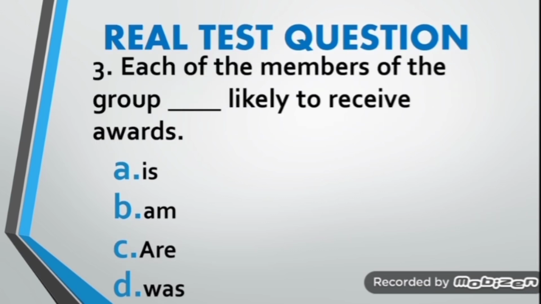Next one, each of the members of the group, blank likely to receive awards. Again, identifying the subjects really matters here. The subject here is not members or group, although they are nouns, they're just objects of the preposition of, and that does not affect the subject-verb agreement. Our subject here is each, and that is singular. So here, one member, it can be he or she, so it's singular, so it must be followed with is. So that's letter A.